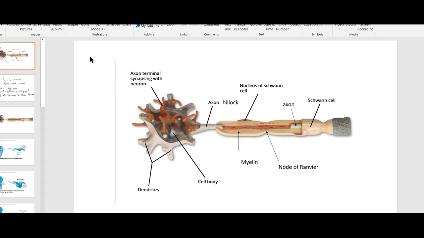And I didn't need to draw all that stuff. But I got my pen out, so I want to. So you have the labeled picture with the labels I would use. I put the node of Ranvier in there too. So you'll know the way I'm going to organize this.